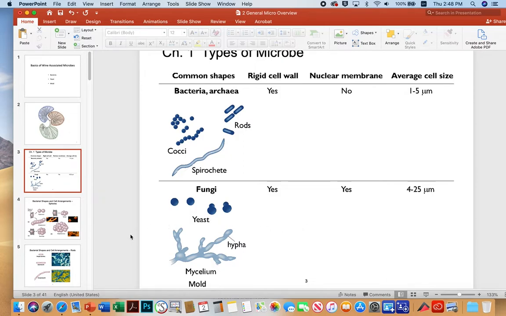The fungal types that are more filamentous include the molds, and so that's what you see here. So this cartoon represents a mycelium, which is a group of hyphae. And so each individual hypha, one little filament of a mold, is pictured here, and then you put a bunch of these hyphae together and they form a mycelium.